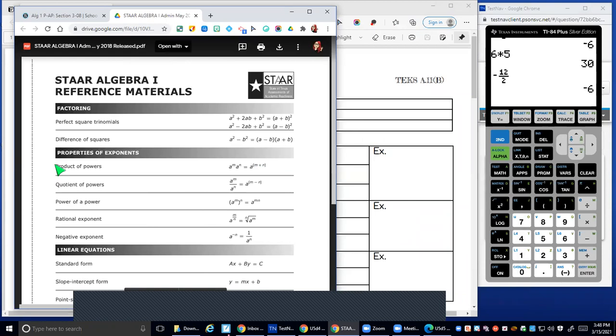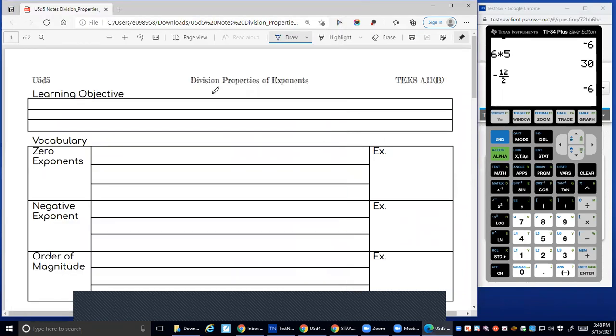Before spring break, we talked about product of powers and power of powers. Today we're going to be talking about quotient of powers, and we're even going to get a little bit into negative exponents. So we're going to be covering these two today. It'll be handy to reference that. Our objective: we will learn how to divide monomials with exponents.